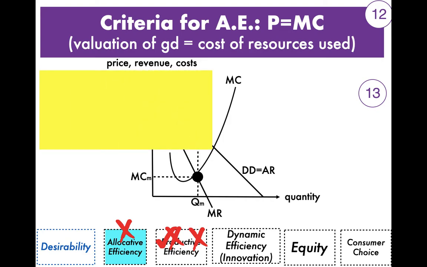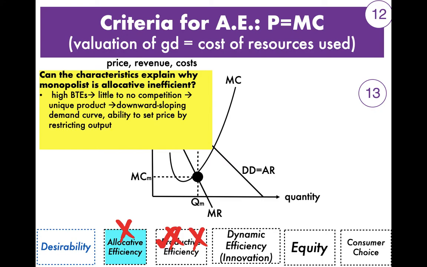So could the allocative inefficiency be traced to the characteristics of a monopoly market? Definitely yes. Due to the very high barriers to entry, the monopolist faces little to no competition, and its product will end up being the only product with no substitute, hence a unique product, which gives the monopolist extensive market power and the ability to set price, reflected graphically by the downward sloping demand curve. So it can set a price by changing its output.